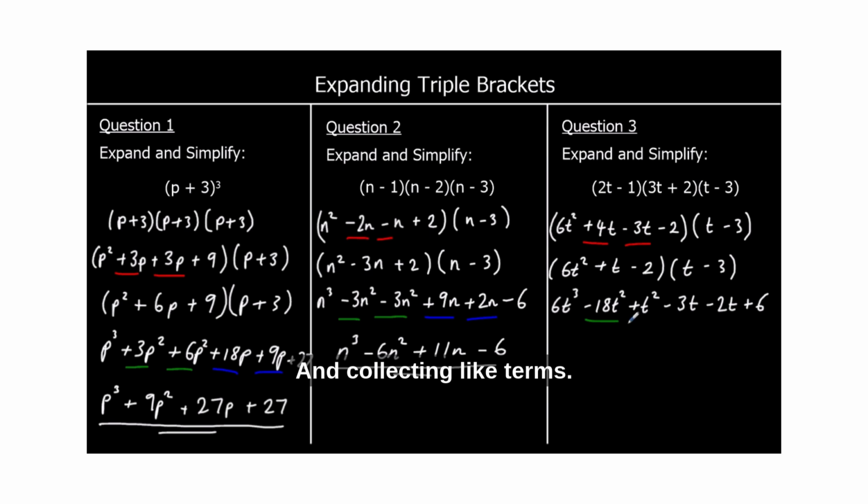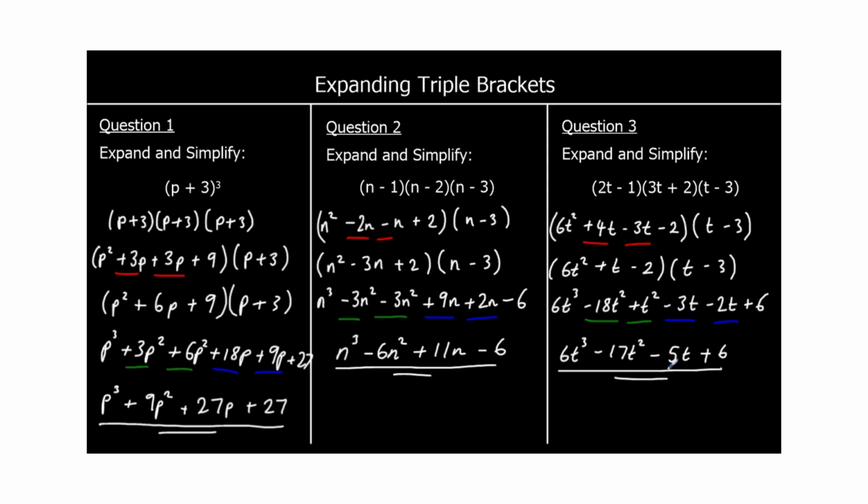And collecting like terms, we have 6t cubed still. We've got negative 18t squared plus t squared, so that becomes negative 17t squared. Negative 3t take away 2t is negative 5t, and we've got our plus 6 on the end, and that's expanded and simplified.